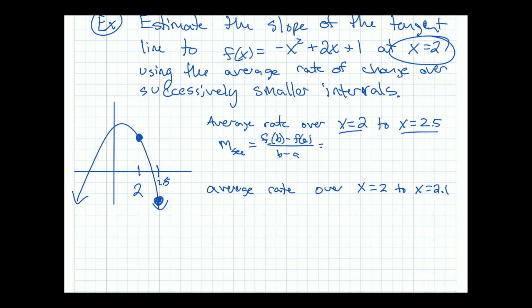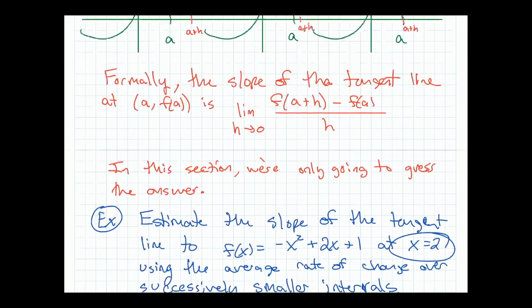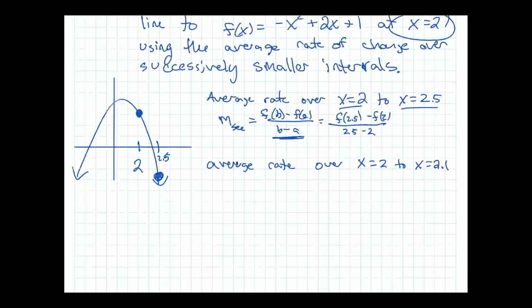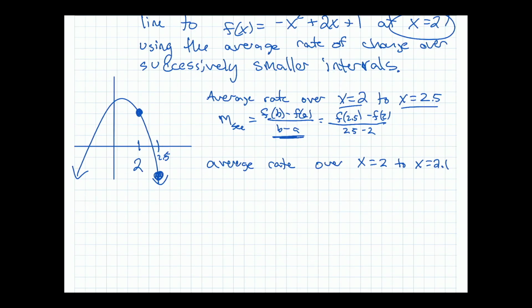I keep doing the same thing. I want to make a small one. f of 2.5 minus f of 2 over 2.5 minus 2. Notice that I'm switching back to my old formula for this. The one with a plus h is not so useful here. But it's the same thing, so we can do it either way. All right, so what do you have to do? Well, you're going to have to plug the 2.5 into this function here.